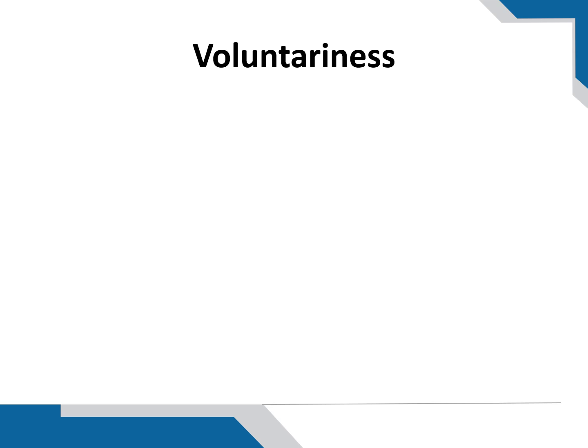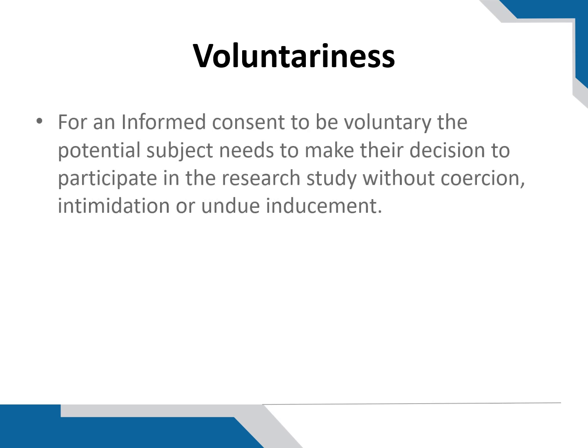Now we come to the third condition for obtaining a valid informed consent, and that is voluntariness. For an informed consent to be voluntary, the potential subject needs to make their decision to participate in the research study without coercion, intimidation, or undue inducement. These concepts have been described in another session of this course.